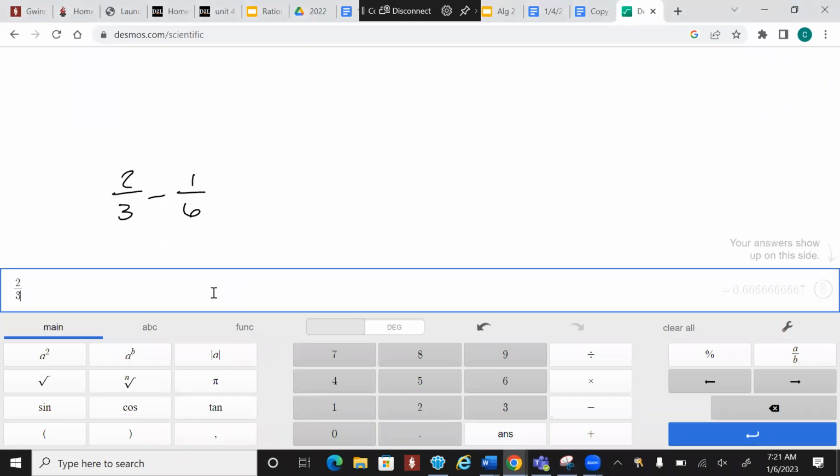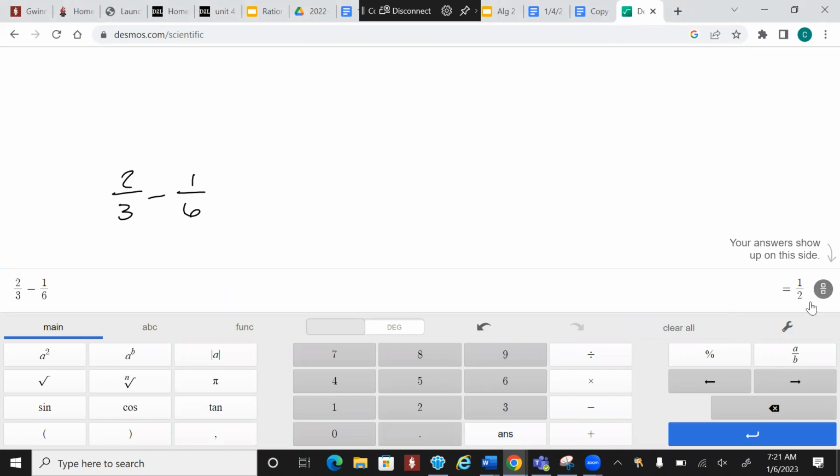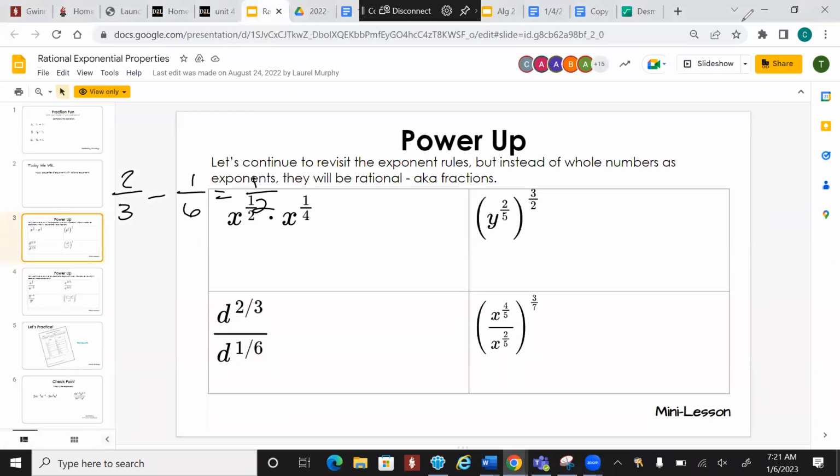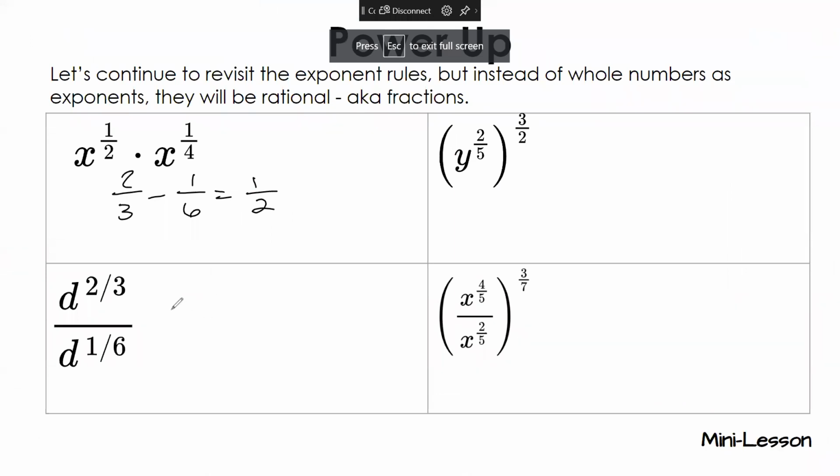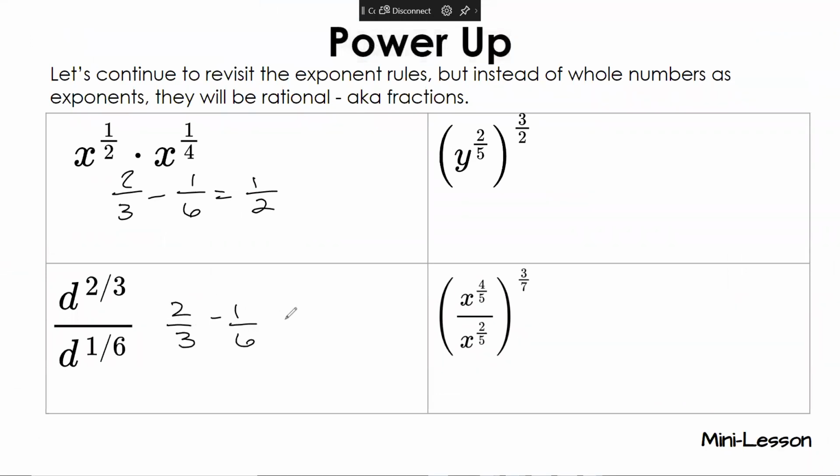So you're going to say 2/3 minus 1/6. It gives me this in decimal form, right? Well, I want it in fraction form. So I'm going to hit this little convert to fraction, and look what it does for me. It already tells me the answer, which is hard for y'all to see. Well, yeah, it's 1/2. Okay, so, ta-da. And I didn't have to do any math. Yay. So I'm going to get 2/3 minus 1/6 equals 1/2.